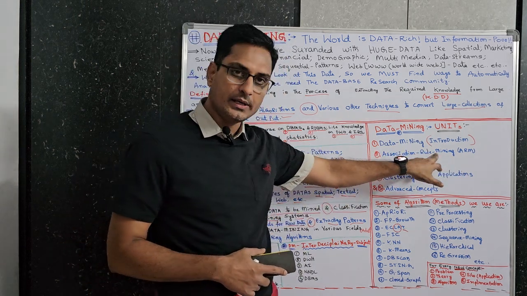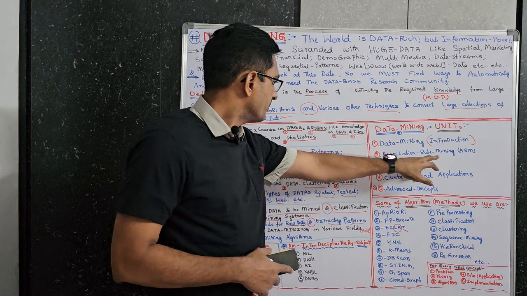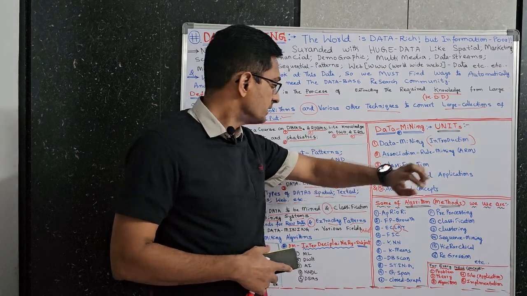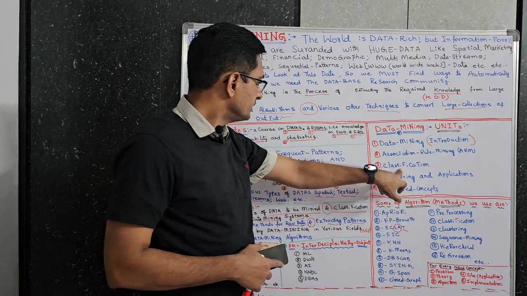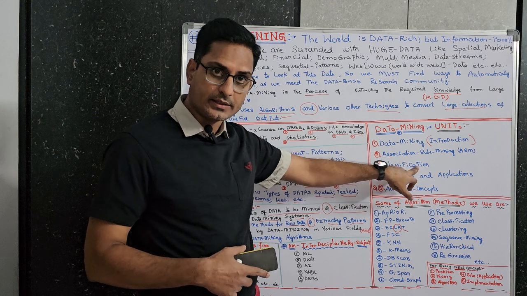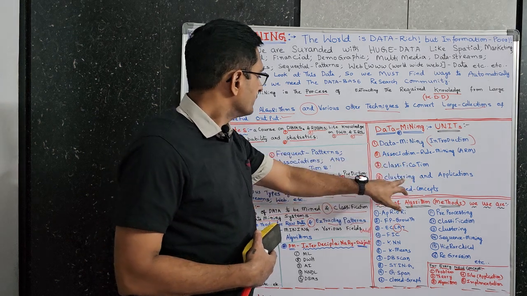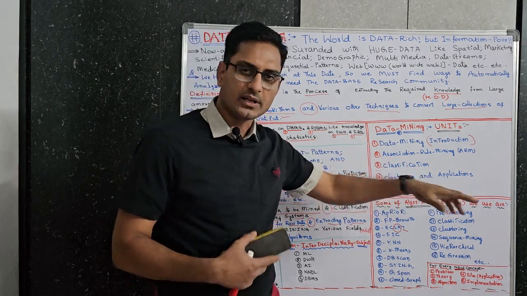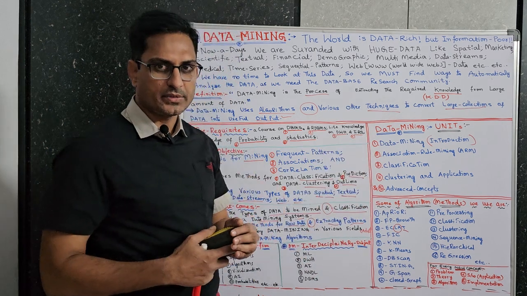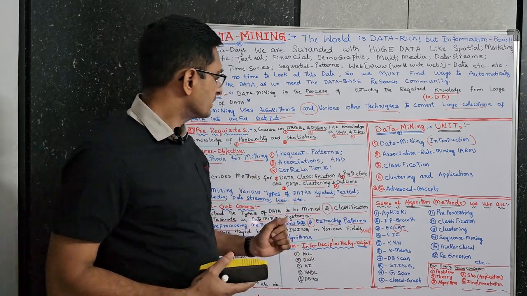I will tell you in detail later also. We have mining rules and algorithms, and third unit, classification, categorizing the data. And fourth unit, clustering and application. Clustering means grouping similar items at one place. We have so many techniques in that also.